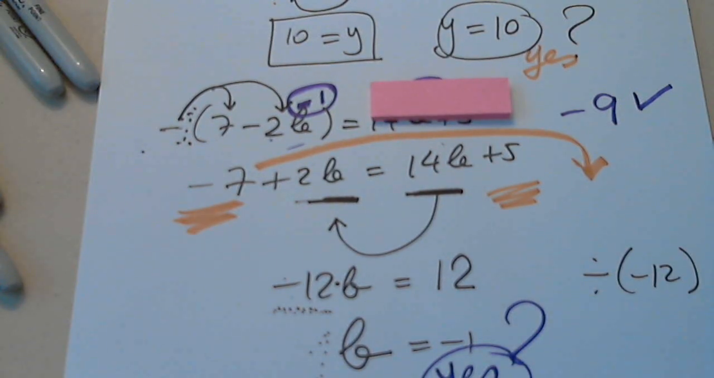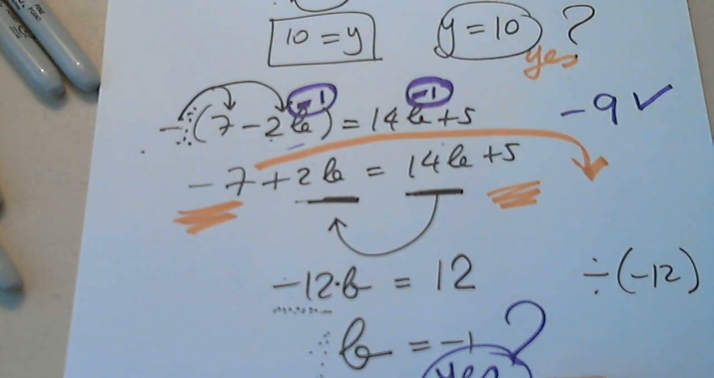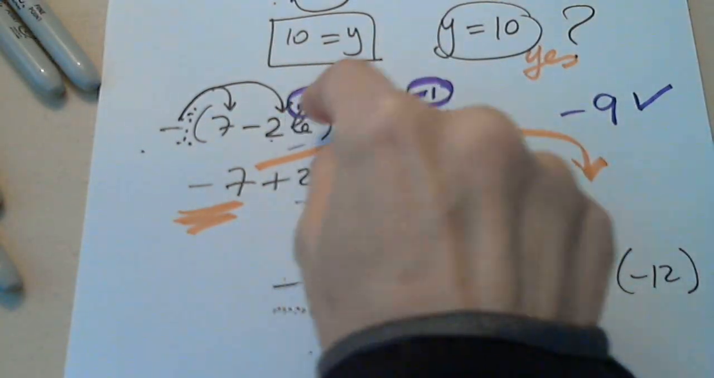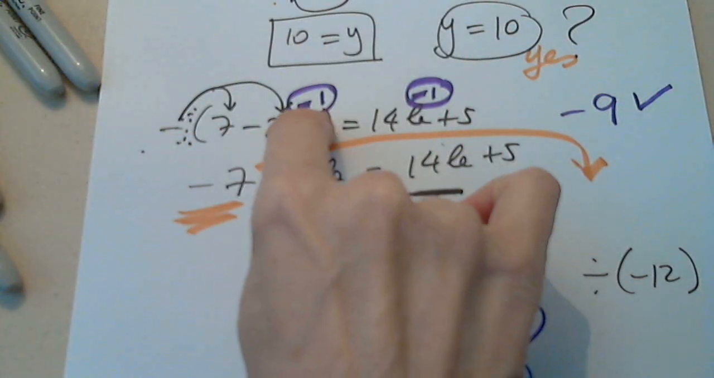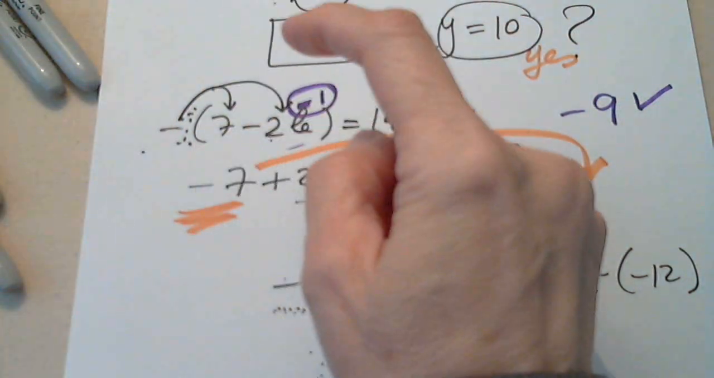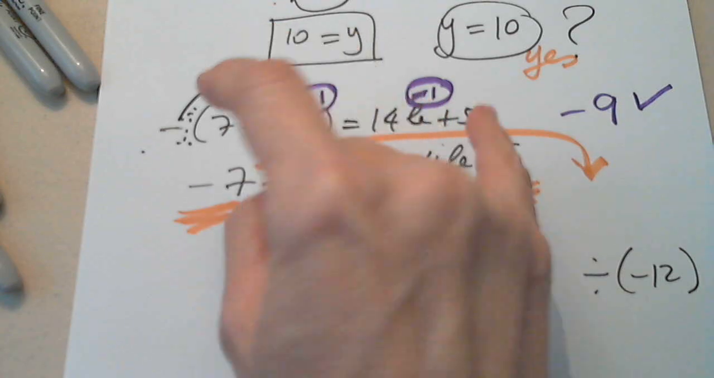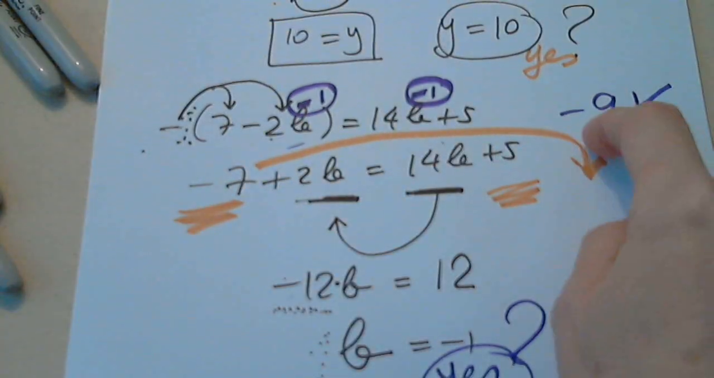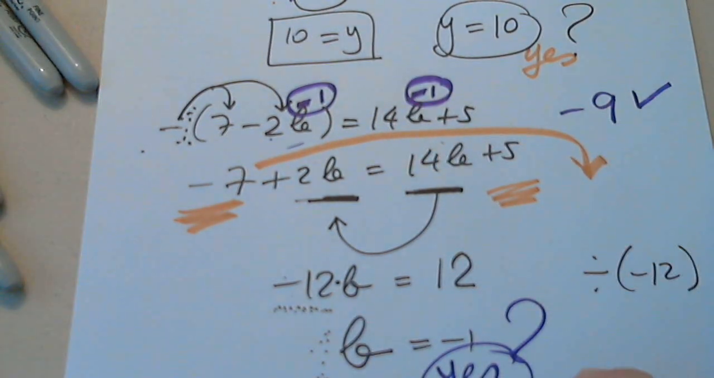I don't need any expert like Matt or Sarah or Nadi or Glenn or anybody else to come in and say that is wrong or that is true. No, I don't need any of those experts. I can do it myself. I go back, and because replacing b by negative 1 gave me a true statement, negative 9 equals negative 9, then I know that this is it.